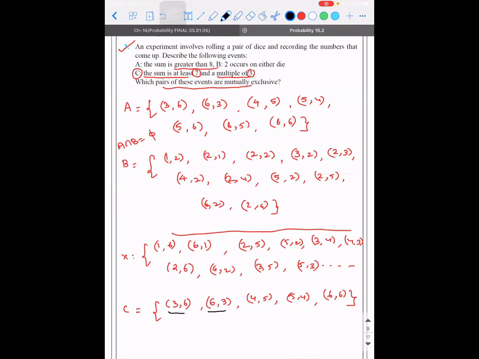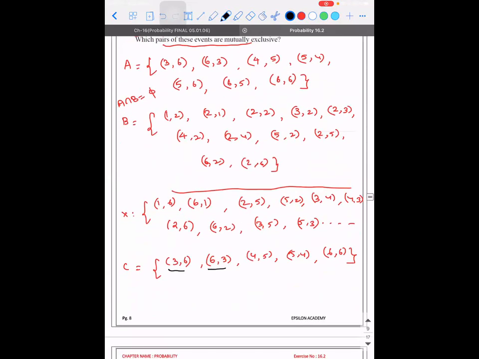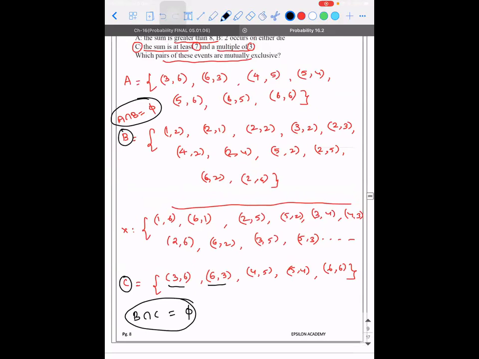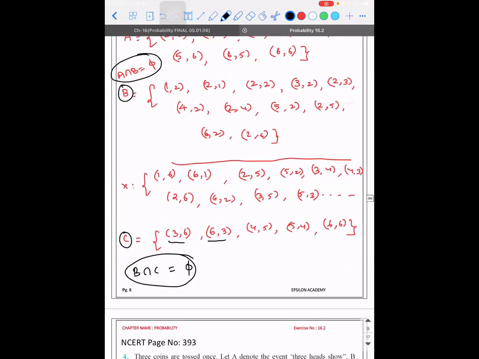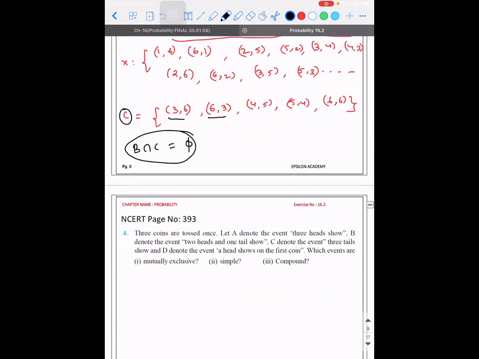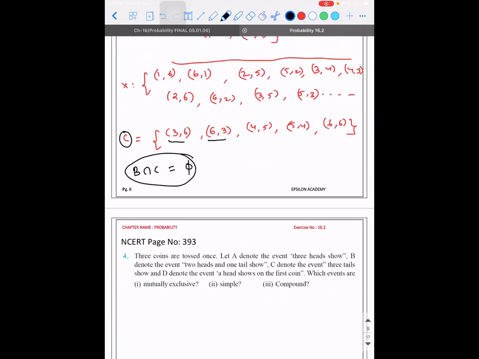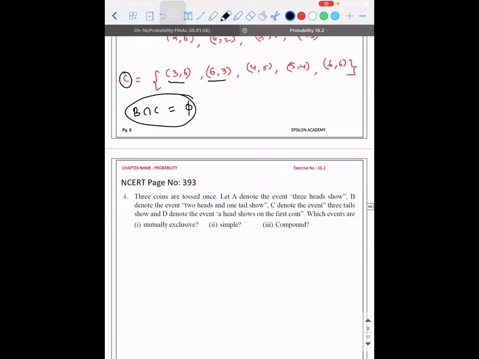Then what about B and C? They are mutually exclusive, because here you have 2 in B, and in C you don't have 2 at all. So B intersection C is also a null set. So A and B are mutually exclusive and B and C are also mutually exclusive. Shall I move on?